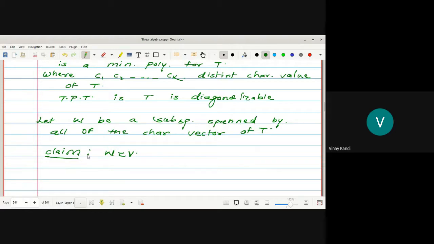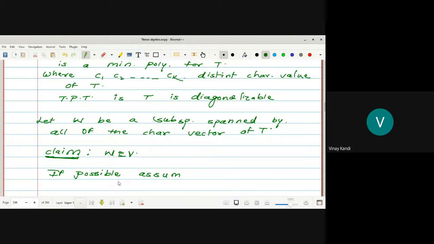What is the claim? W is equal to V. If V is spanned by all the characteristic vectors of T, then T will be diagonalizable. Is it clear? Yes, sir. Now, we use the contradiction method. If possible, suppose this W is not equal to V; somewhere ahead we will get a contradiction to this statement, and then W will be equal to V.